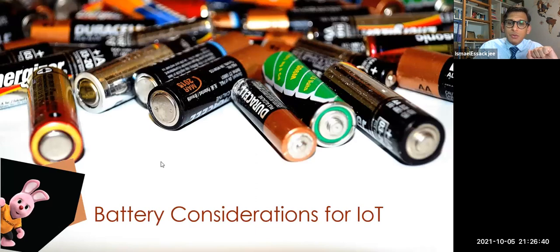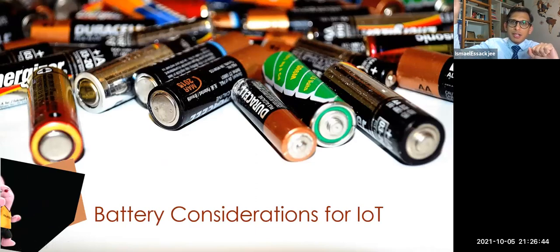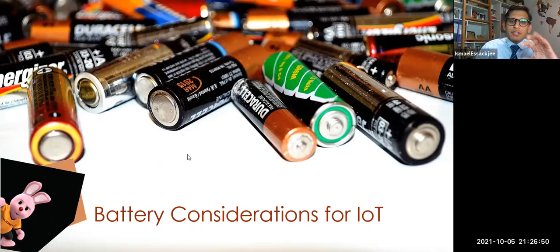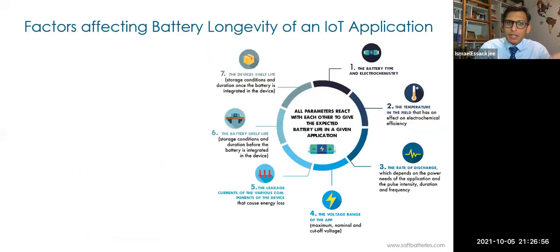Last part for today: battery consideration for IoT. You say that we can't put a power source on the bird, but can we include a small battery on the device that we are going to put on the bird, or maybe another device, maybe a wearable, whatever. So what are the considerations for battery when you're going to select?